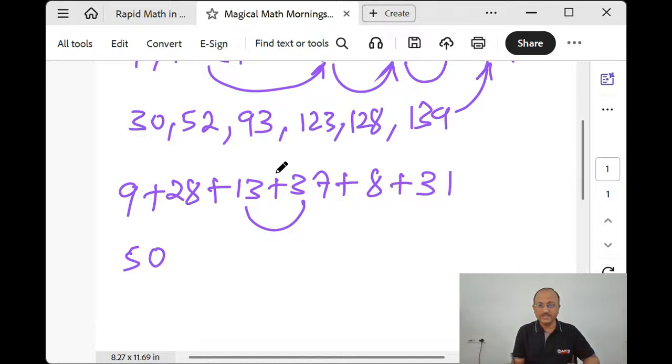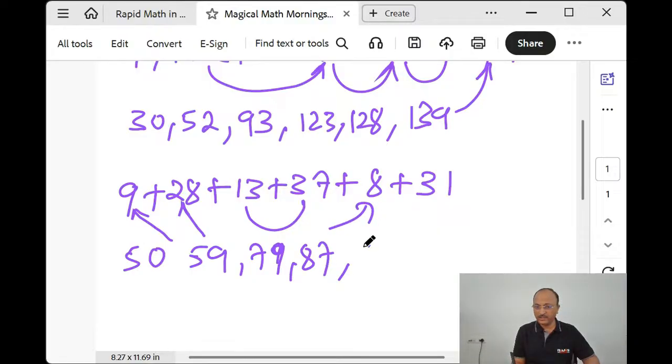Then we'll go, is there any other pair? No. 50, 59, then 20 we'll add, 69, 79. Correct? But with practice, you can directly say 79. Now we'll add 8. It will become 87. We'll go to 8, 95. Then we'll go to 30, 125. Finally, we'll say the answer is 126.